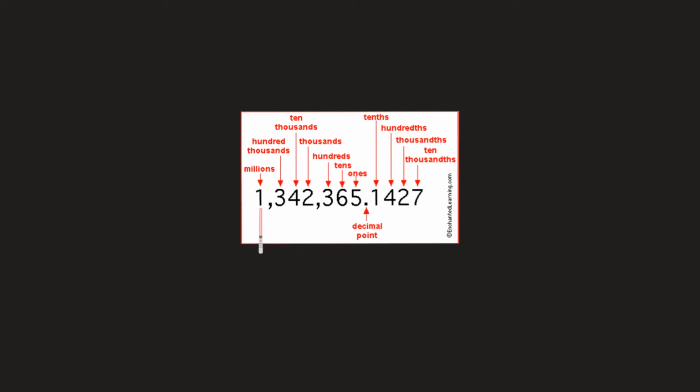So for example, 1 is in the millions column, then we have hundred thousands, 10,000s, thousands, hundreds, tens, ones. Then we have our decimal point. The first number after that is tenths, okay? The second number after the decimal point is hundredths. We have thousandths and 10,000ths. So you could think of that as for tenths, 1 over 10, hundredths, 1 over 100, thousandths, 1 over 1,000, and 10,000ths, 1 over 10,000.